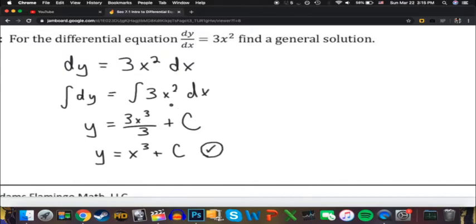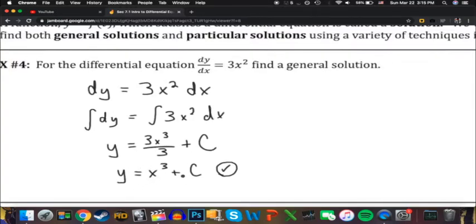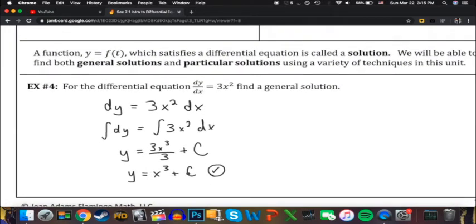And the cool thing about differential equations is that the general solution that you find is actually an infinite number of solutions, and that's evident with the plus c over here because you can add any constant that you want to x to the third. If you were to take the derivative, you would still end up getting 3x squared back as a result.